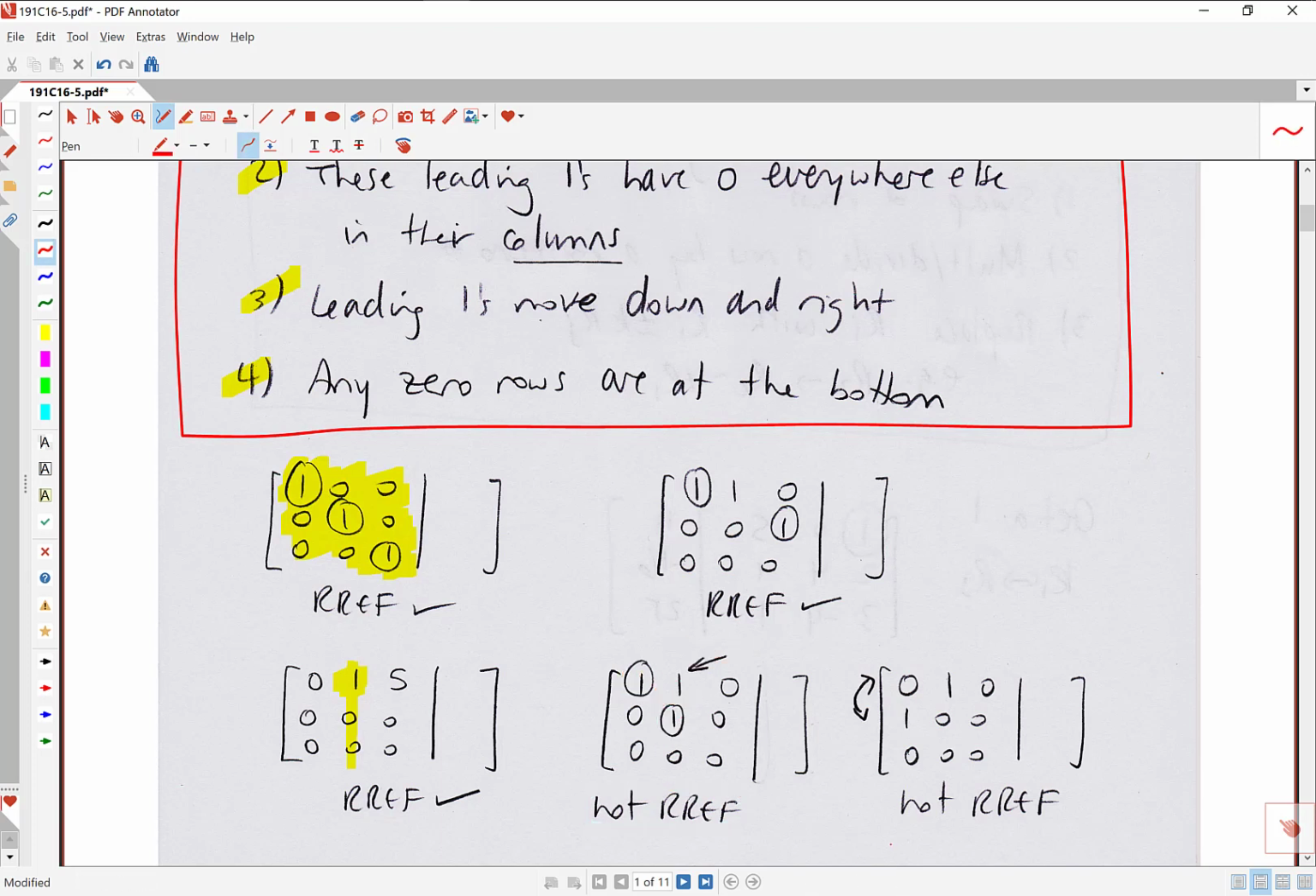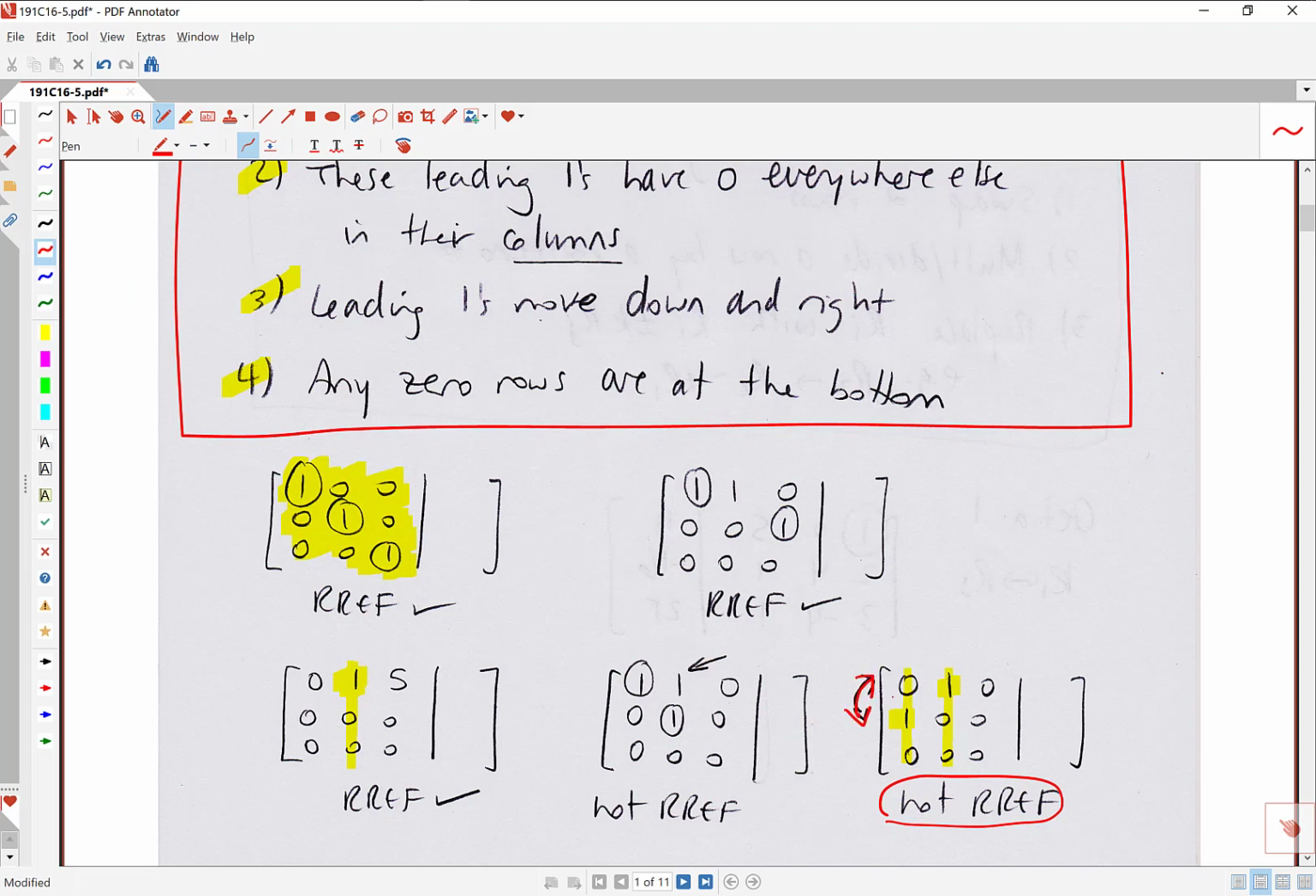One last example here of a matrix that is not in RREF. So let's think about our properties. The first non-zero entry in each row is a 1, so that's good. We have gotten zeros everywhere else in those columns, so that's great. The issue is that the leading ones are not moving down and right. So what's required here to get this into RREF is just a little row swap.